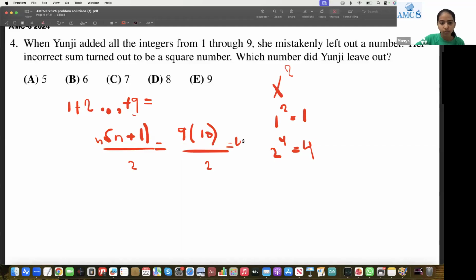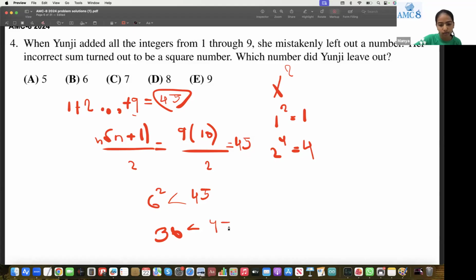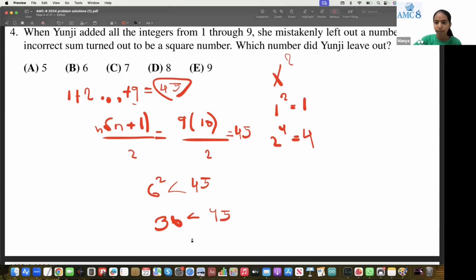And so 1 plus 2 plus 3 all the way up until 9, if you add them, that's going to give us 45. So now since we got the answer 45, what is the closest square number that is less than 45? That'll be 6 squared. 6 squared is equal to 36, because 6 times 6 is equal to 36, and 36 is less than 45. So 45 minus 9 is equal to 36, meaning that she left out the number 9 in order to get 36.